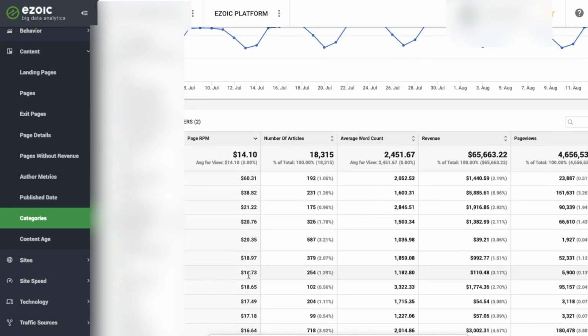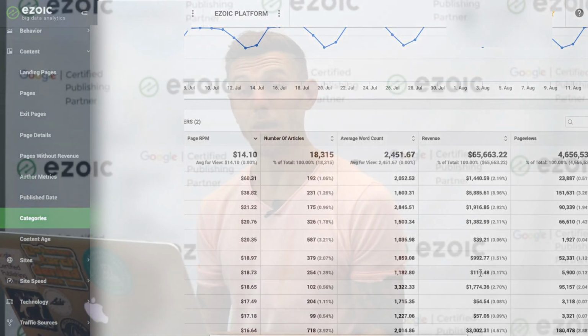And I can use things like word count and the percentage of revenue to help me decide whether or not my investment of time has paid off in this category over time, or if I should continue to do it or not, and how. So hopefully digging into categories inside of Ezoic's Big Data Analytics has helped you a little bit in working more efficiently when designing and building out your content strategy.